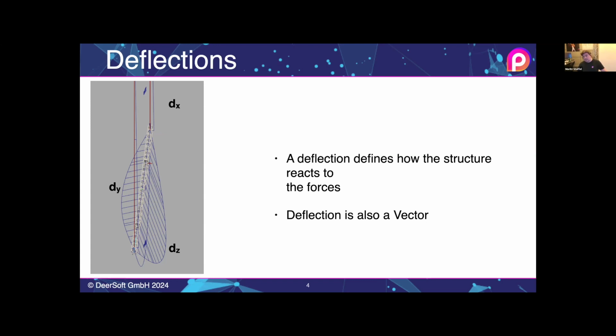So for the deflection, normally it's not so important to look onto dx, dy, and dz. It's easier to look onto the du deflection, which is basically the combined deflection of all of this. So basically what happens if you add dx, dy, and dz in there.